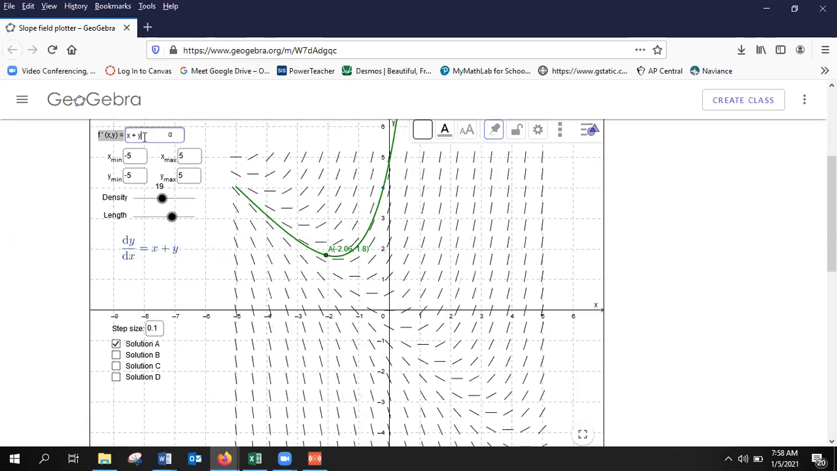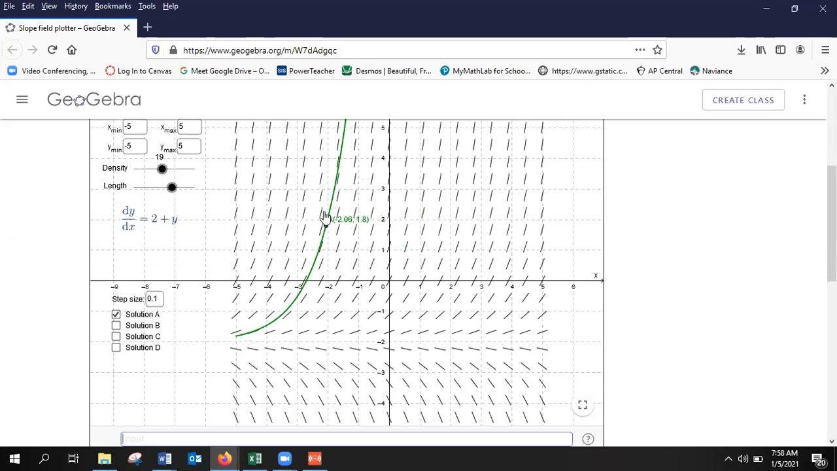We could change our differential equation. Let's say 2 plus y, see what happens. Looks like so. If you notice, this looks something like an exponential function. There's a reason for that. We'll talk about that as well. So this can be a number of curves. Now, what's going on here is once we have a locked in point, then the rest of the curve will follow along the actual slopes. So what these bars represent are the slopes at those individual points.